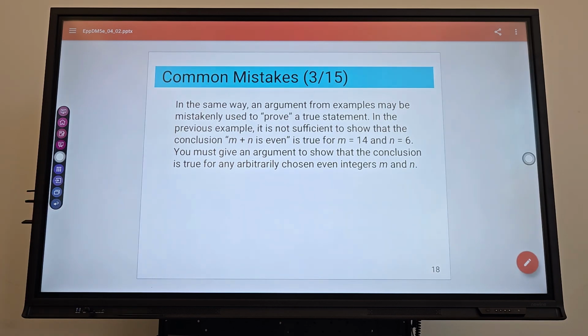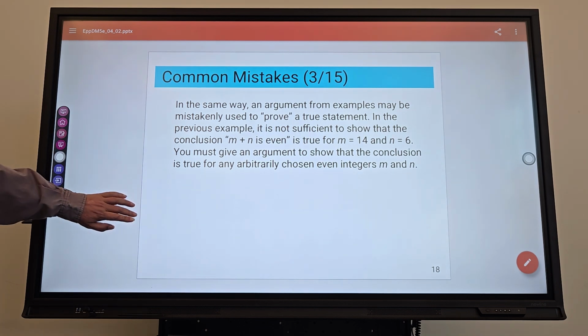In the same way, an argument from examples may be mistakenly used to prove a true statement. In the previous example, it was not sufficient to show that the conclusion is true for those. You must give an argument to show that the conclusion is true for any arbitrarily chosen even integers m and n.